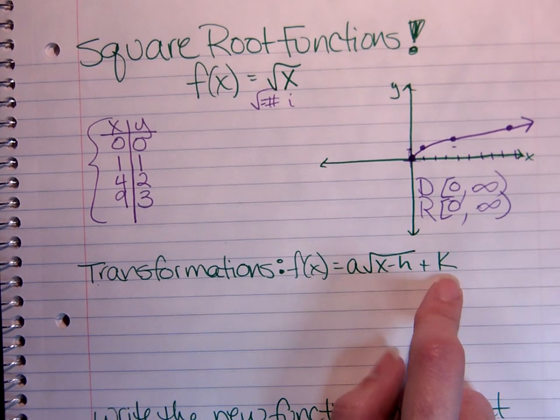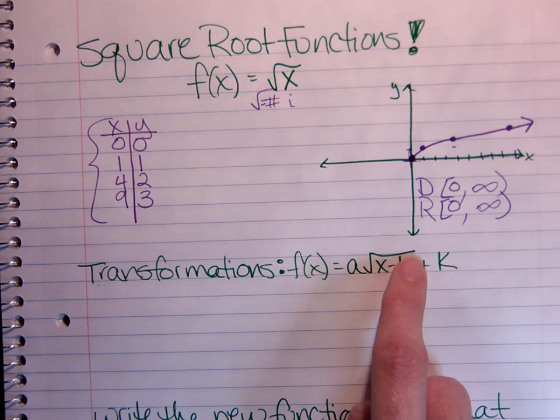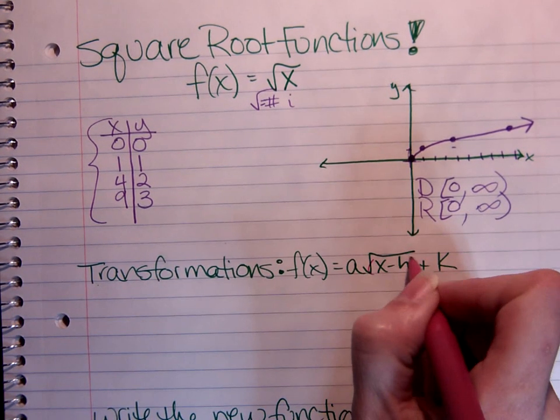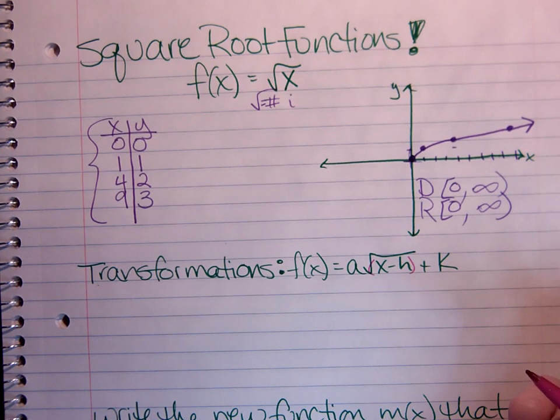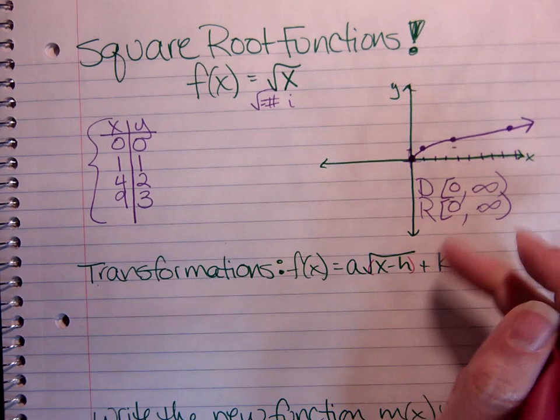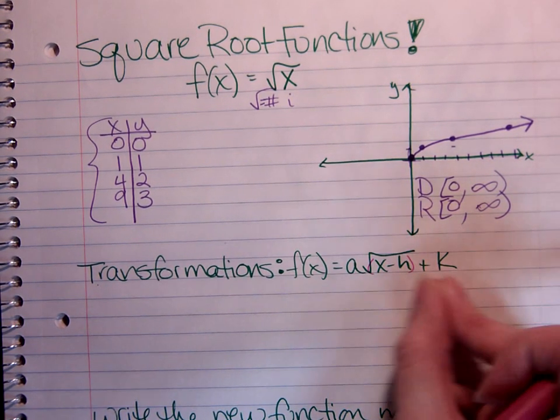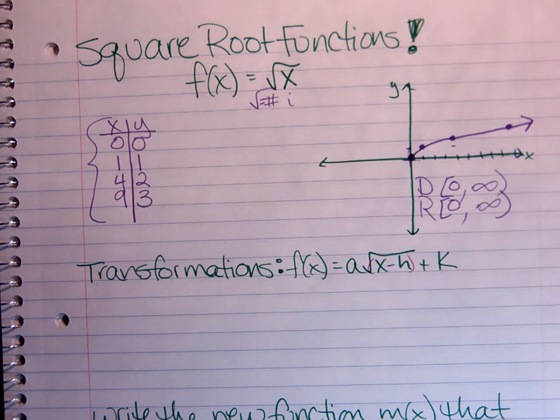With radicals, we've got to pay close attention to where this bar ends. Sometimes you'll see this in parentheses, which makes it really easy to remember what's going on, but sometimes you don't. So it's important to pay attention to what's in the radical with x and what's outside, because that's the difference between horizontal and vertical transformations.